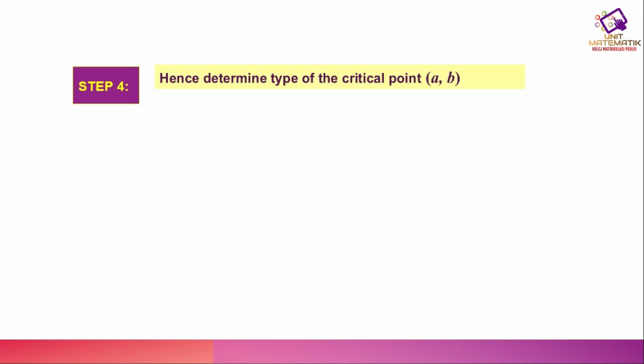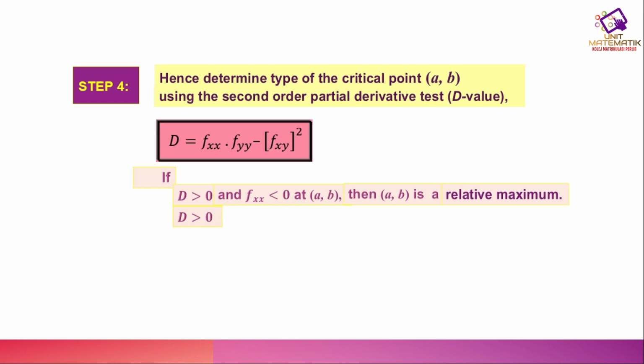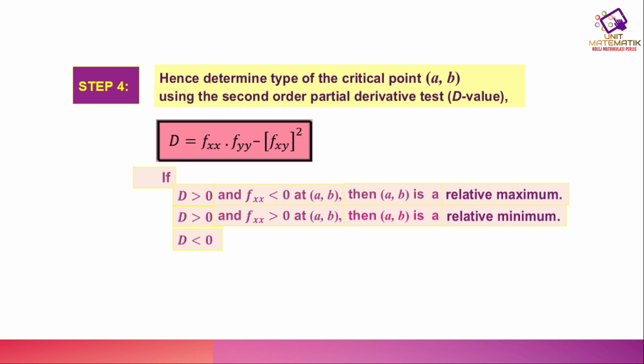Next, step 4, determine the type of the critical point at (a, b) using the second order partial derivative test or D-value. To find the value of D, D is equal to f sub xx times f sub yy minus f sub xy squared. If the value of D is greater than 0 and f sub xx is less than 0 at point (a, b), then the point is a relative maximum. If D is greater than 0 and f sub xx is also greater than 0 at (a, b), then the point is a relative minimum. If D is negative, less than 0, at point (a, b), then the point is a saddle point. And if D is equal to 0, then the test fails.